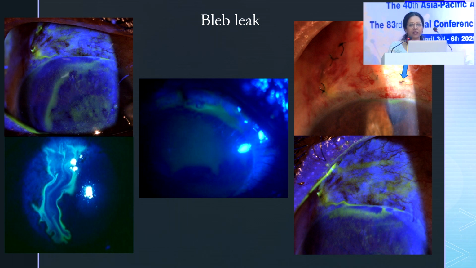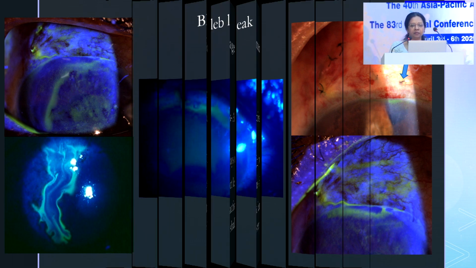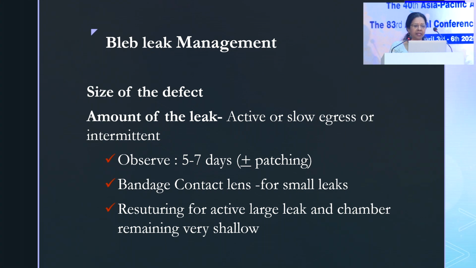Now that all of us have moved towards fornix based flaps, it is only from the wound that most of the leaks occur. Very rarely it could be because of a conjunctival buttonhole, that is because of mishandling using the toothed forceps. Sometimes you can see on the right side picture the arrow mark showing a suture protruding through the conjunctiva. This happens if your scleral flap sutures are not buried, and this can also result in a leak. So how do you manage bleb leak? Bleb leak management depends.